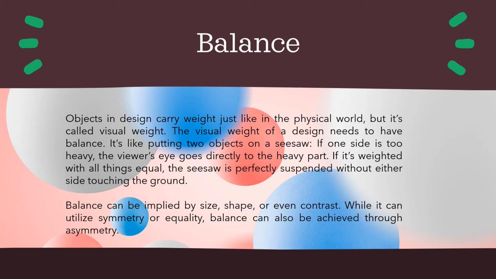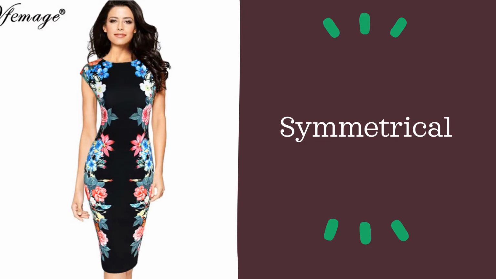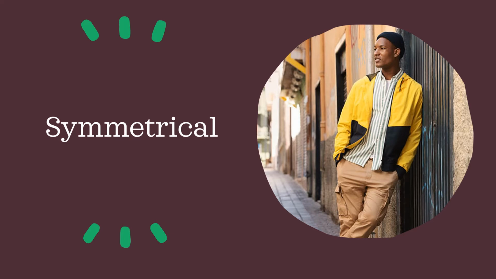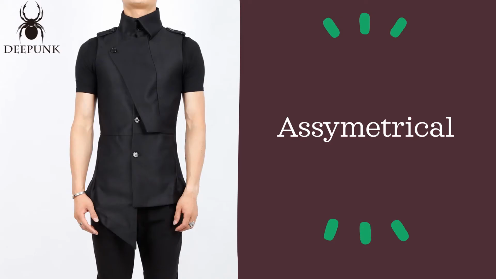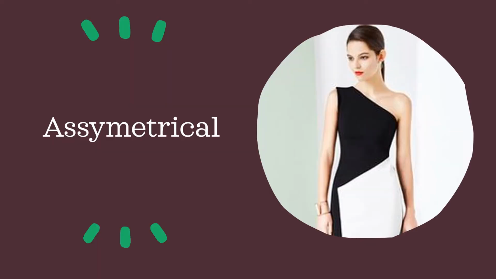Balance can be implied in size, shape, or even contrast. While it can utilize symmetry or equality, balance can also be achieved through asymmetry. This is an example of symmetrical balance, so both sides are having designs. So like also the jacket of this man. This one is an example of asymmetrical. And also this dress.